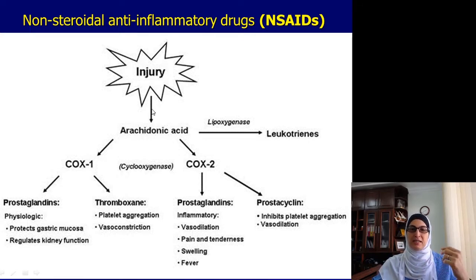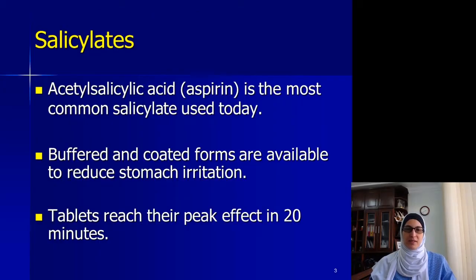And when we have a severe inflammatory condition, we tend to prescribe steroids rather than NSAIDs because they have a wider and broader effect. So let's start with describing some of the examples of the NSAIDs available.